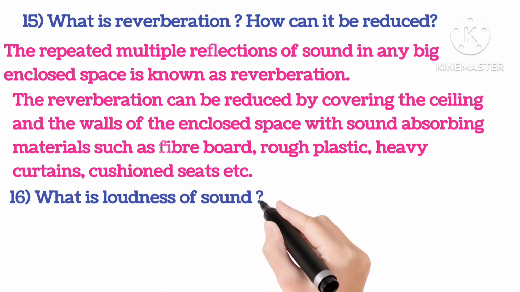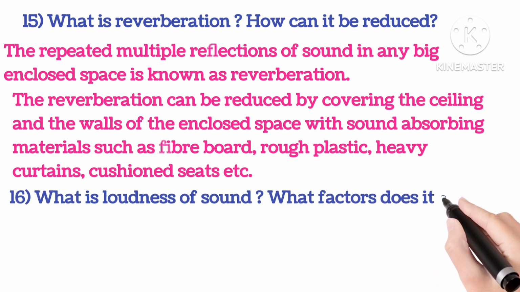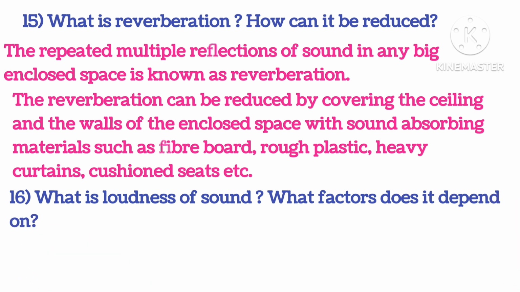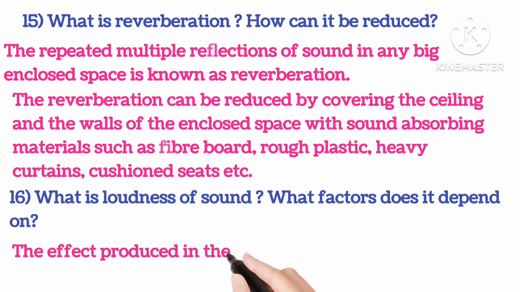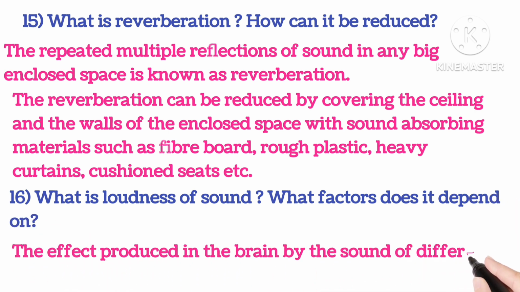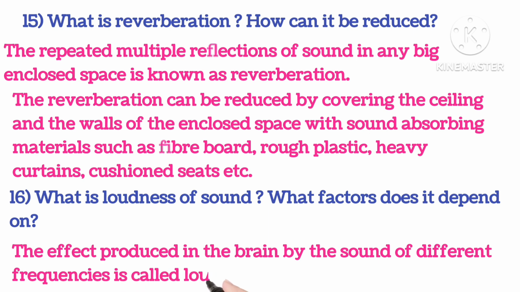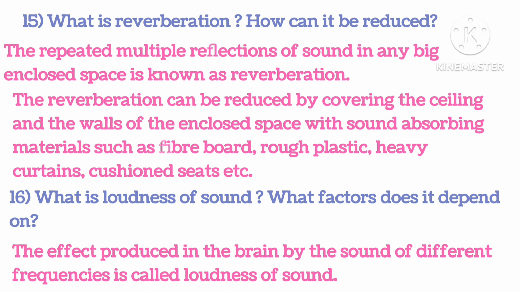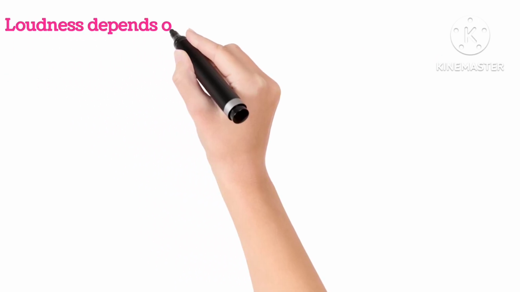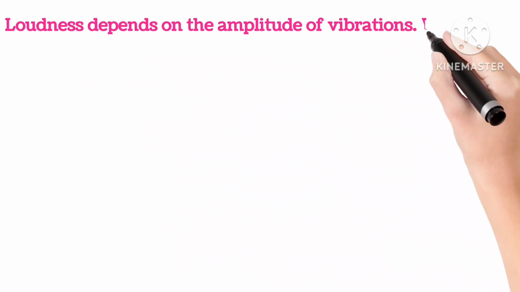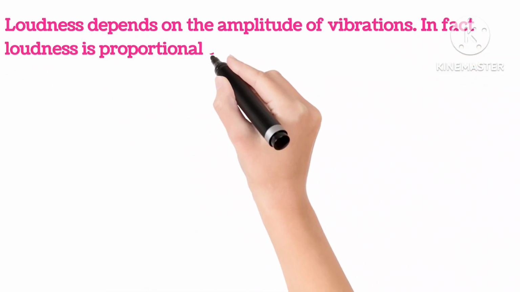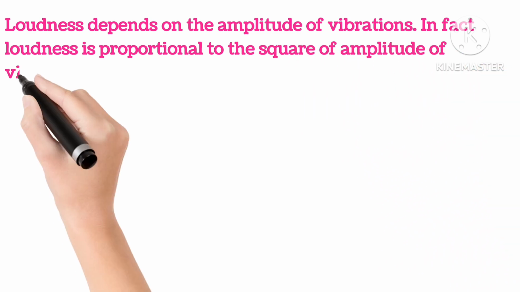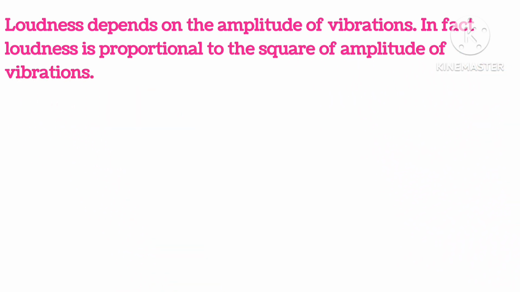16. What is loudness of sound? What factors does it depend on? The effect produced in the brain by the sound of different frequencies is called loudness of sound. Loudness depends on amplitude of vibration. In fact, loudness is proportional to the square of the amplitude of vibrations.